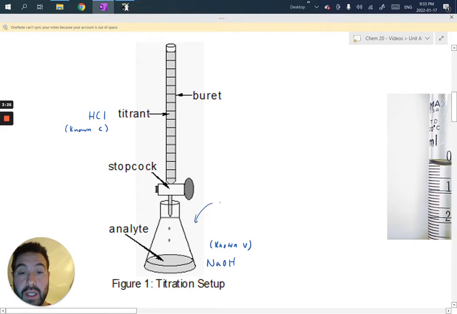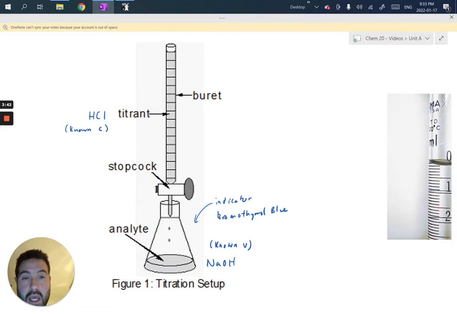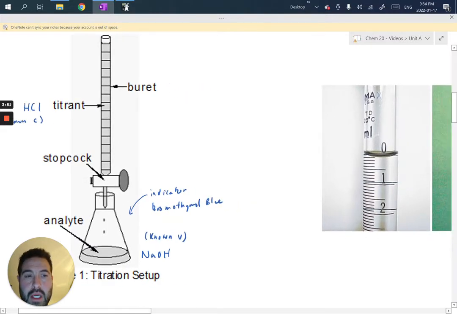So we're going to throw a little indicator in here, bromothymol blue. That's going to tell us when we've added enough titrant to our analyte to neutralize it. So when we do this experiment, we're going to look at a couple of different things that we need to have in order to do our titration.